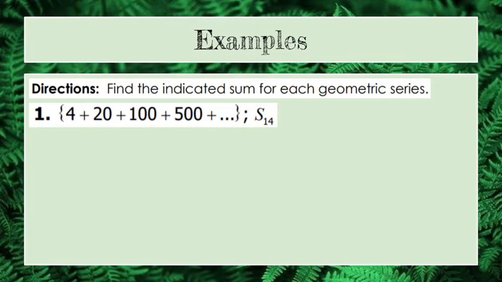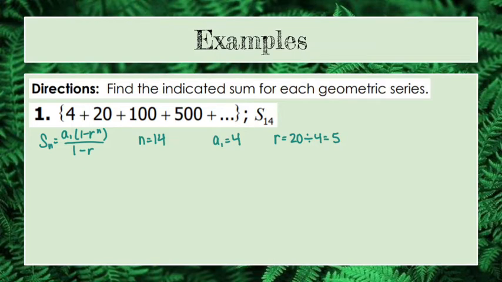All right, in order to use our formula, let's rewrite the formula first. To use this formula, we want to know what n equals, what A1 equals, and what r equals. So n is just how many terms there are, and this tells us we want to know for 14 terms. So n equals 14. A1 is the first term, so A1 equals 4. And r is the common ratio, which is the second term divided by the first term, in this case 5.